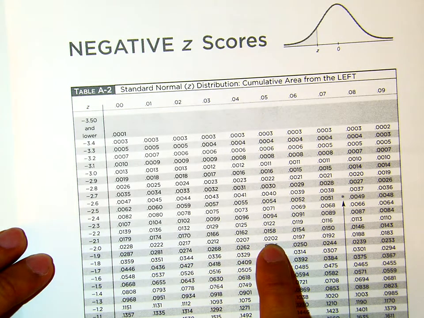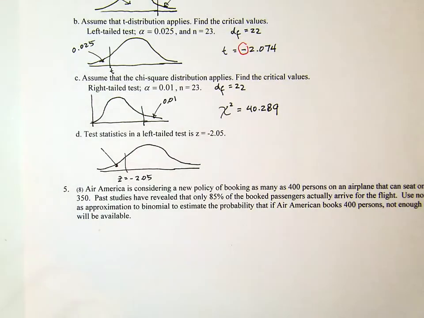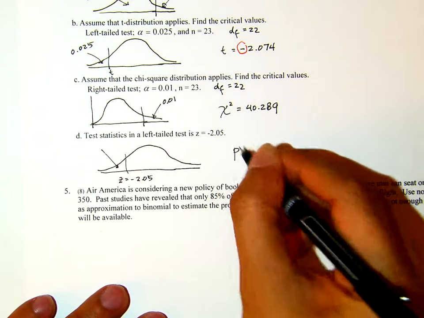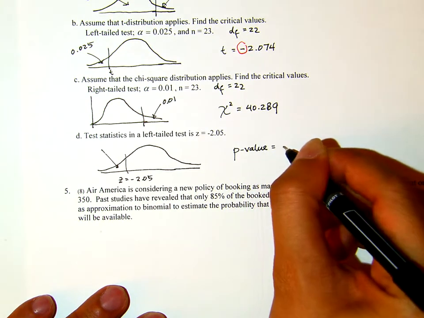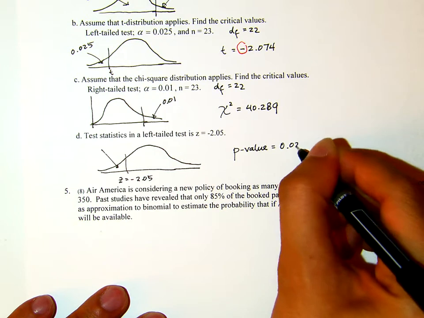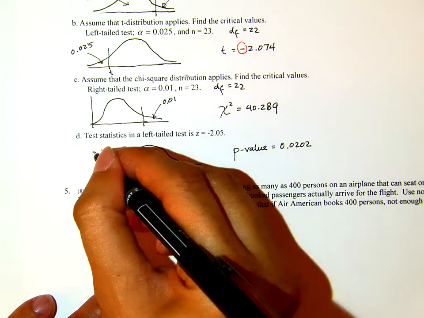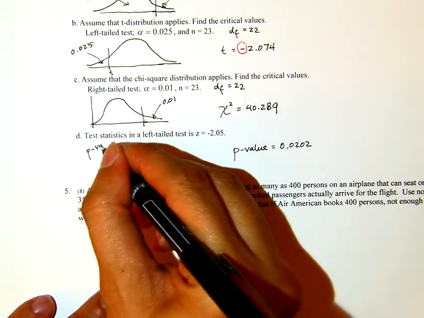The p-value is 0.0202. Okay, the p-value is 0.0202. That's the p-value.